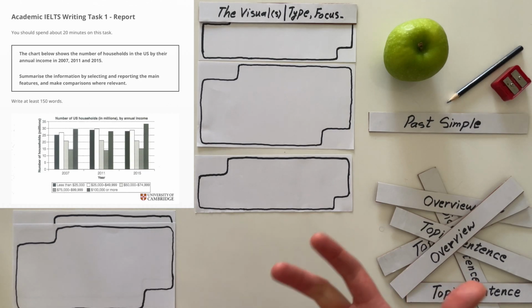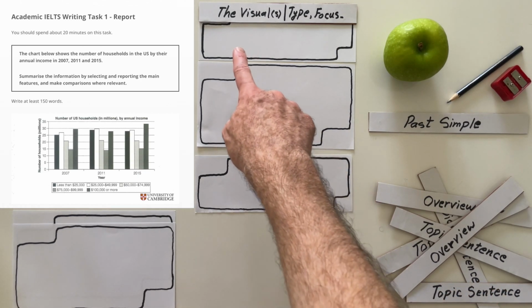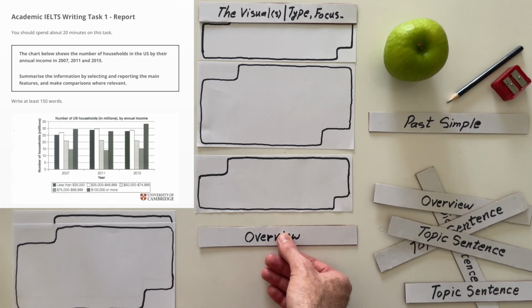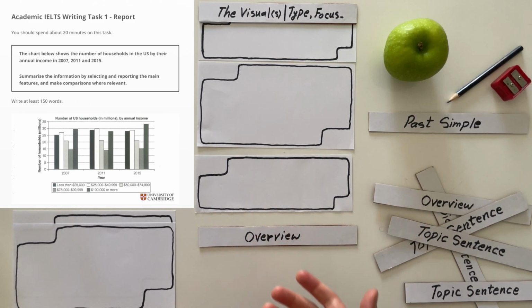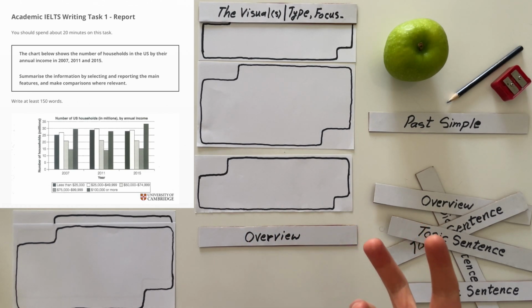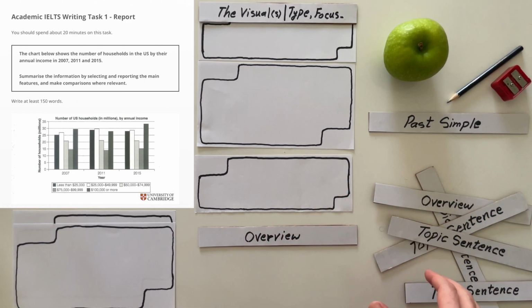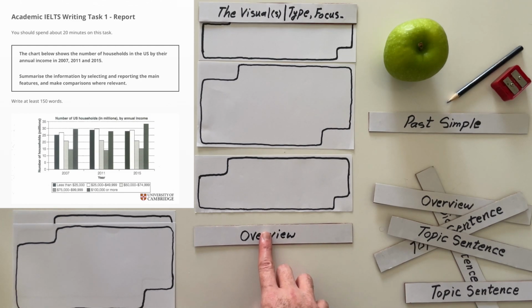Now we can get serious. We need another sentence here, and that is an overview. An overview is a sentence that will give us a general information. The general information is something like when I look at these bar charts or when I look at a visual, that bit of information catches my eye. I feel that, oh, look at this. This is the highest one. This is the most significant change. This is the lowest one. This remained constant. These bits of information will help me create an overview.